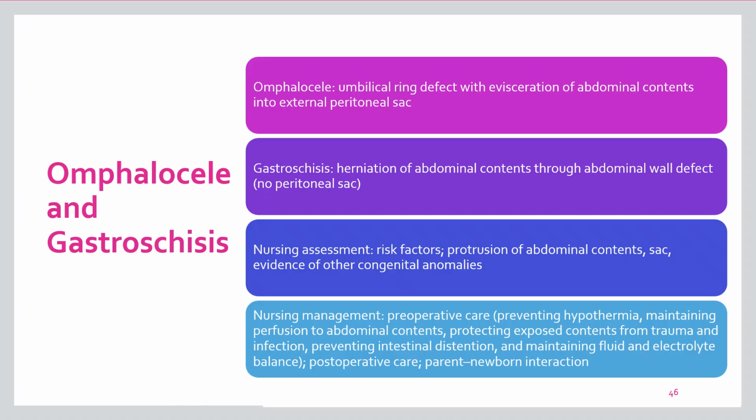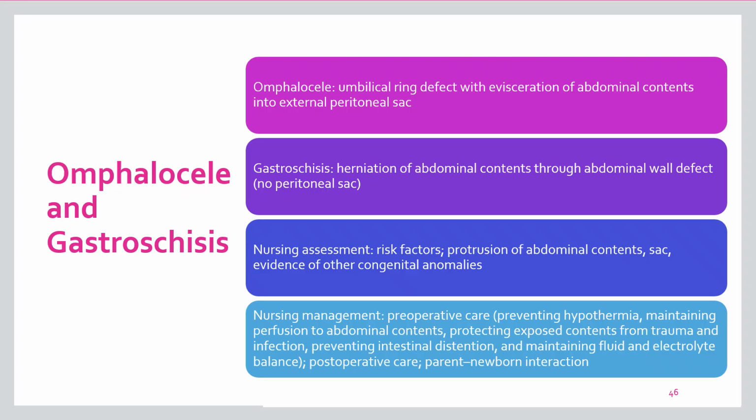Omphalocele and gastroschisis. So omphalocele, I talked about omphalocele many times in the class. It's an umbilical ring defect with the evisceration of abdominal contents. Evisceration means coming out, right, into an external peritoneal sac. So that means there is the muscle ring and the umbilicus is not formed. So the abdominal contents are coming outside. So you can see it from outside. There is no abdominal muscle there, no abdominal covering there.